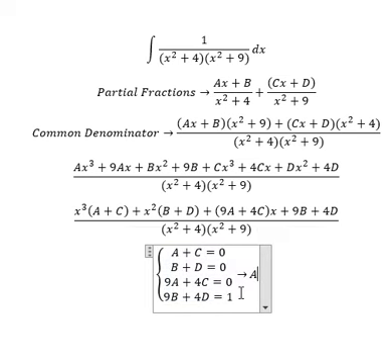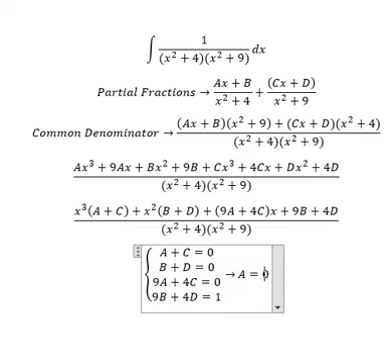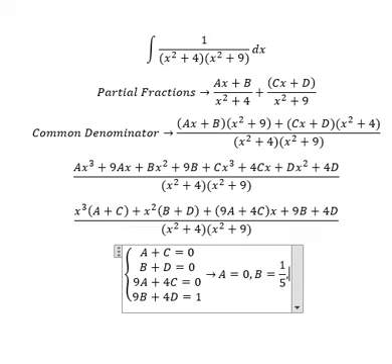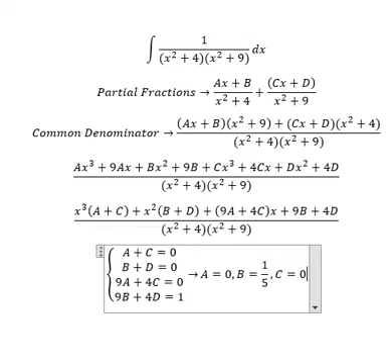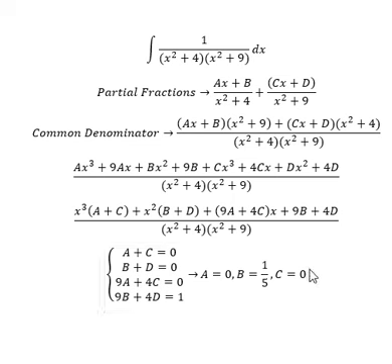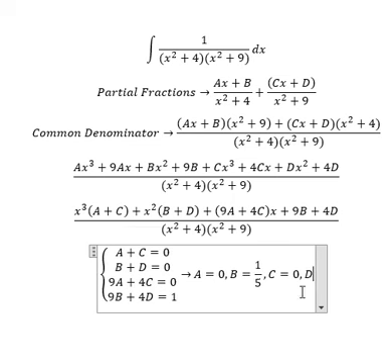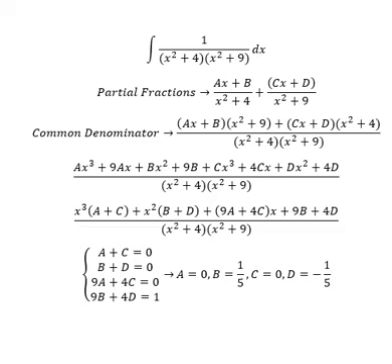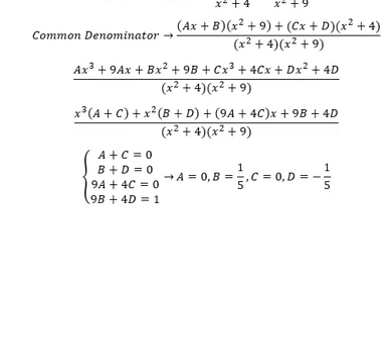So A equals 0, B equals 1 over 5, C equals 0, and D equals negative 1 over 5. So we put A, B, C, D in here, and we have the final answer.